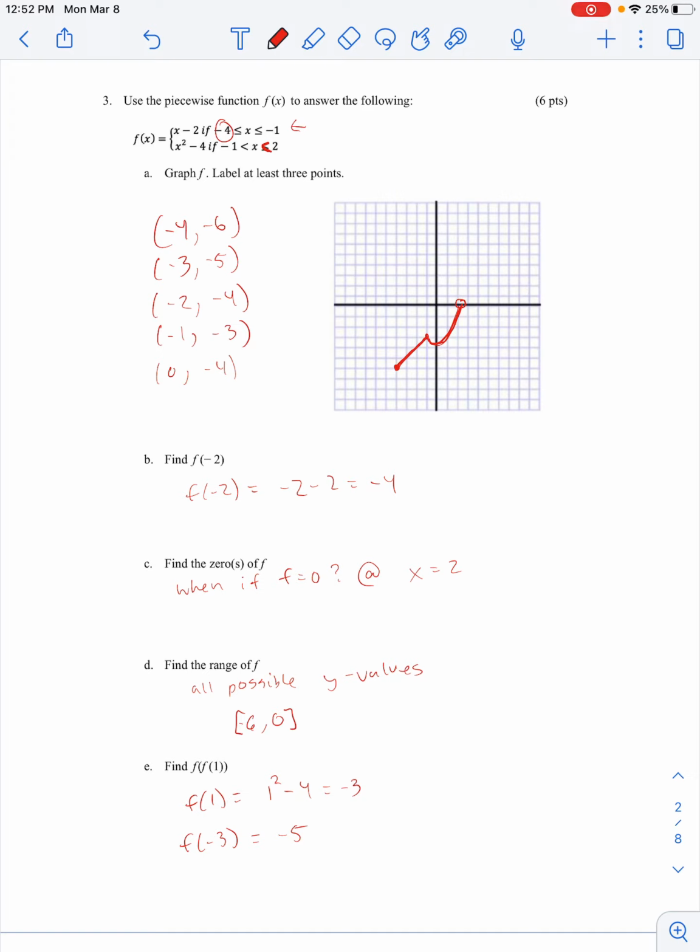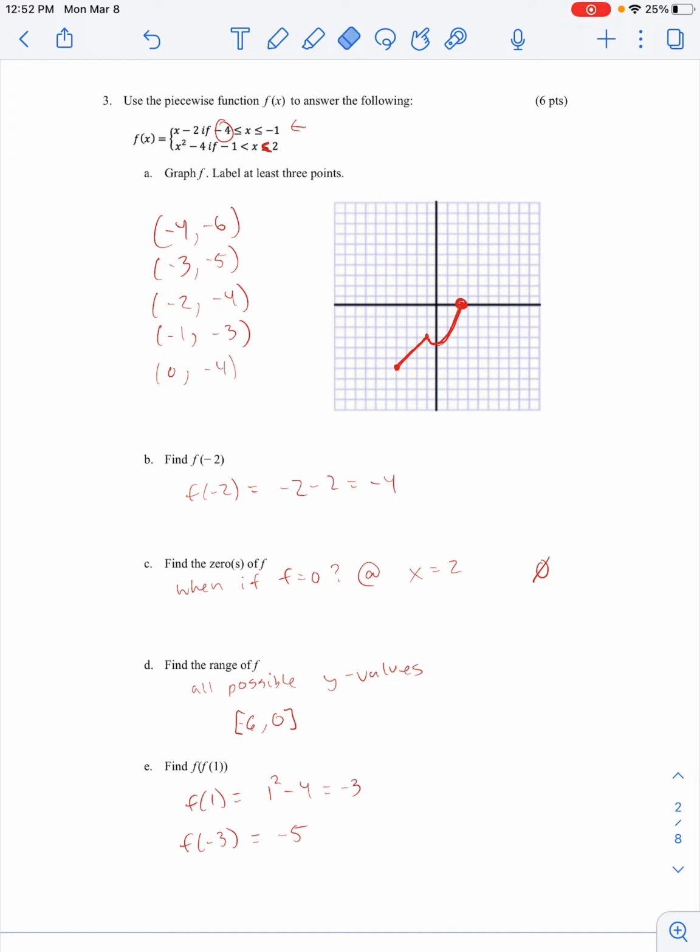For section 4, you guys had a greater than, or you had a less than sign here, not a less than or equals 2 sign. Therefore, there are no zeros because this is an open dot. So it's not technically part of the function. For section 2, this was a closed dot, and the answer was x equals 2. For section 4, there was no answer.